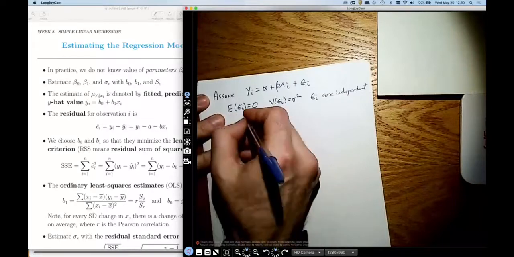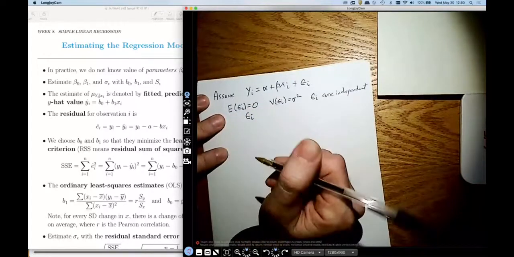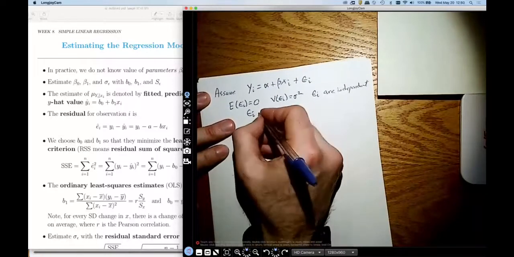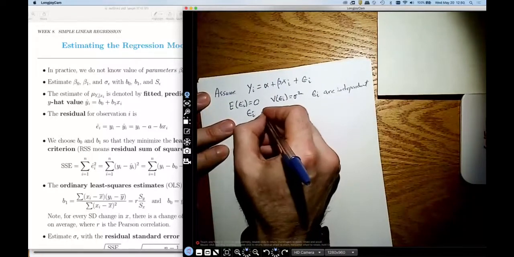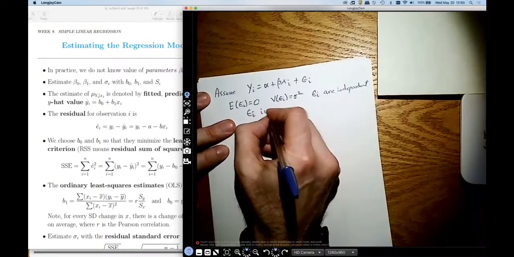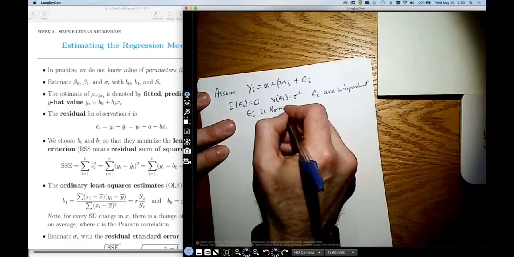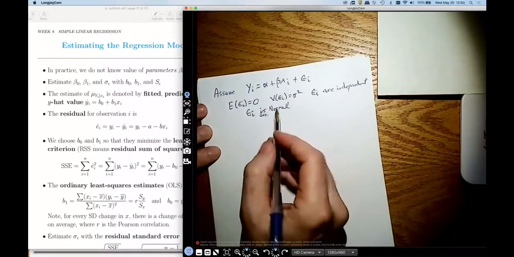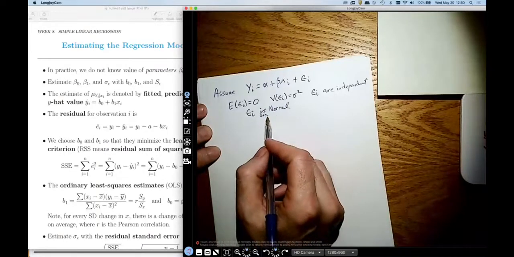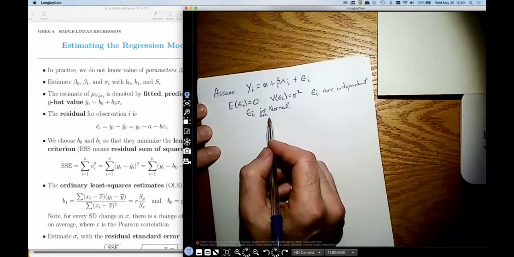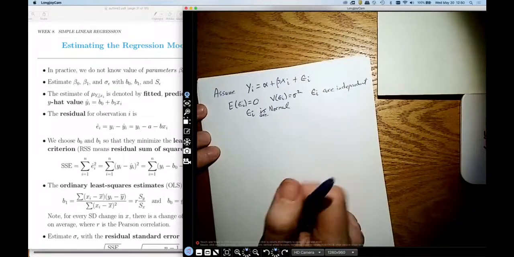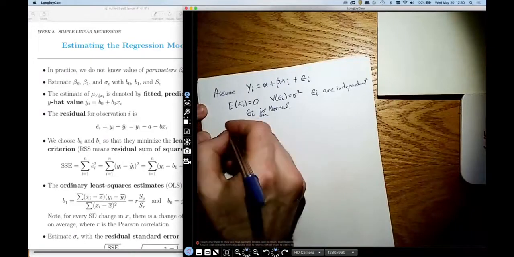And then there's another assumption that we sometimes use, but we don't really need it for OLS. And that is that epsilon i is normal. This is going to be important for us to do confidence intervals and hypothesis tests. Were we to do maximum likelihood estimation, we would need this, but we really don't need it for OLS. All right, I'm just going to derive a couple quick properties.